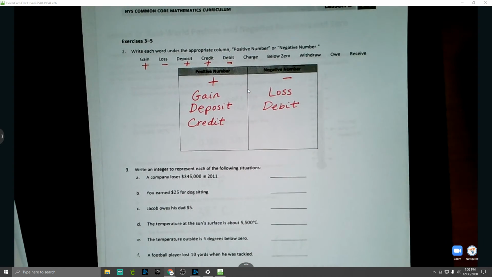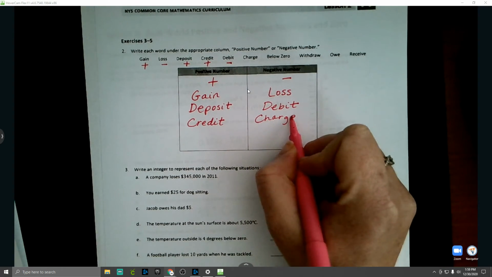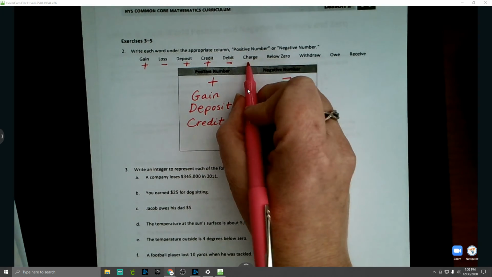A charge. Typically a charge in basketball, that's a negative thing. You don't want to get a charge. That'd be a foul. Again, a credit card charge. We talked about credit cards, and then you make that charge, but you're taking that money out. You're paying with it. So that's going to be negative.